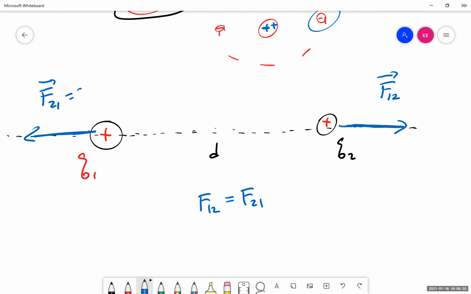So let's say, for example, this is 20 newtons. This is also 20 newtons. The only difference here is this is in a negative direction, and this is in a positive direction. They're always going to be in opposite directions, but always the same magnitude. Same thing happens if both of them are negative. So this is negative, this is negative. Same idea. They're going to repel each other with the same force magnitude, but opposite direction. So they repel.